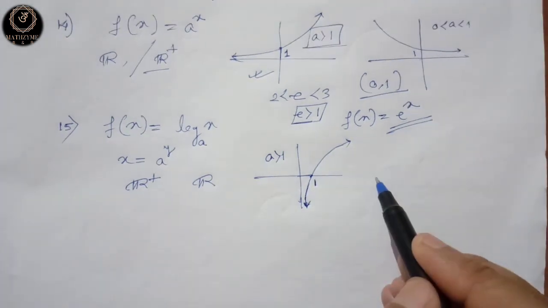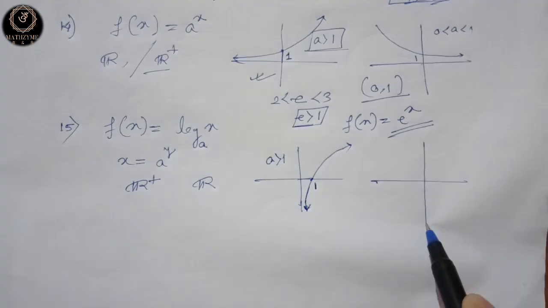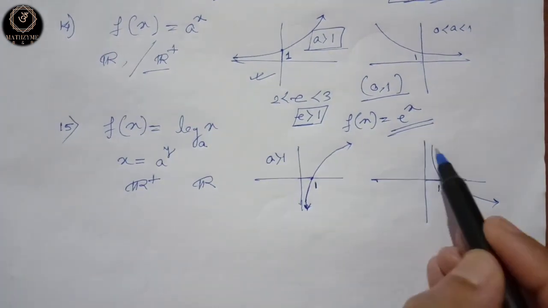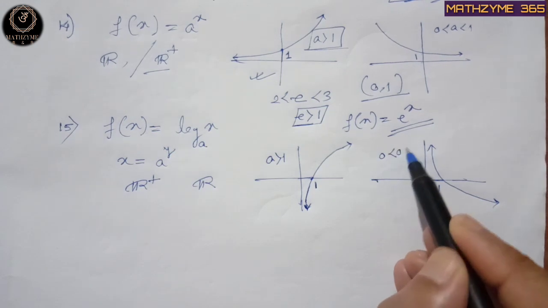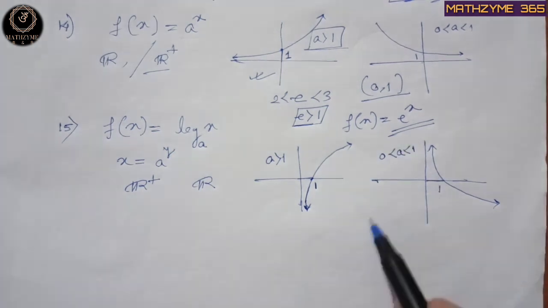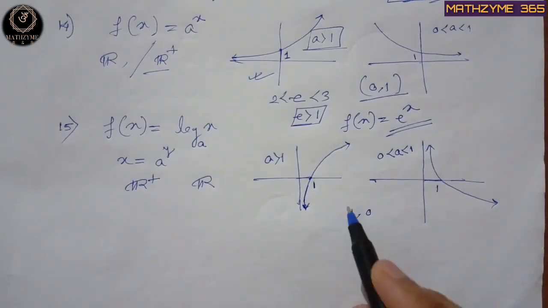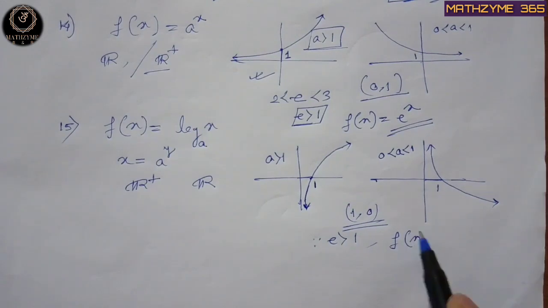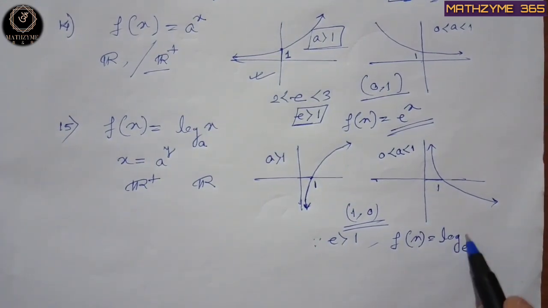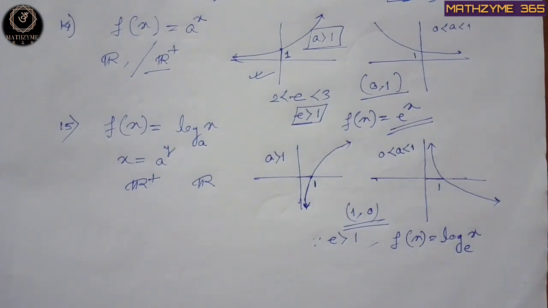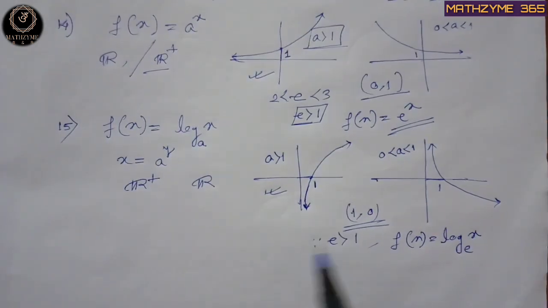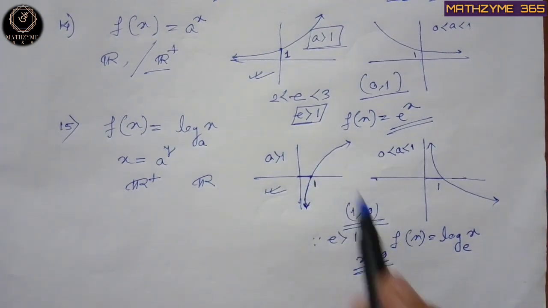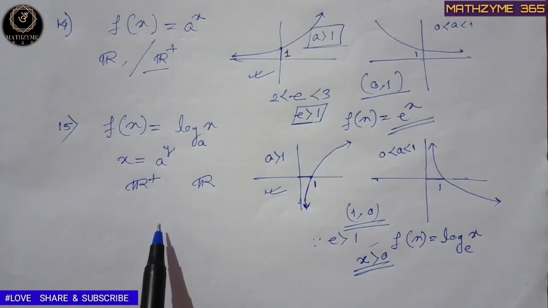Now if a is smaller than 1, then the graph is like in this style. This is always 1 unit, and the range of a is like this. The graph or the curve always passes through the point 1 and 0. You can see here 1 and 0. Since e is greater than 1, the curve f(x) equals log base e, the well-known logarithm, is the same as this figure. And you must keep in mind that x is always greater than 0 because the line is x equals 1. Here the point is 1. Okay, this is the logarithmic function.